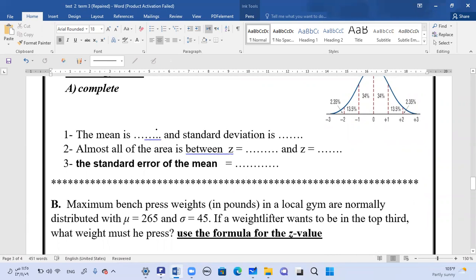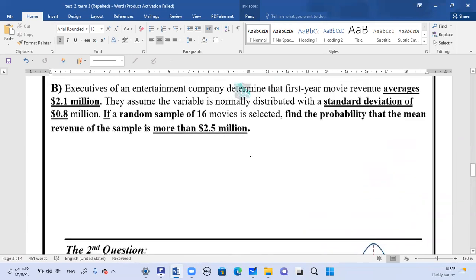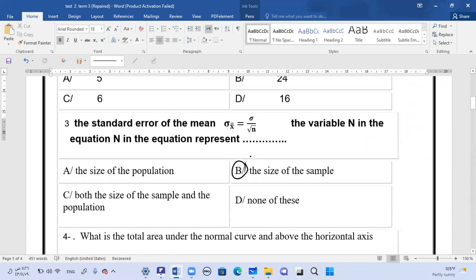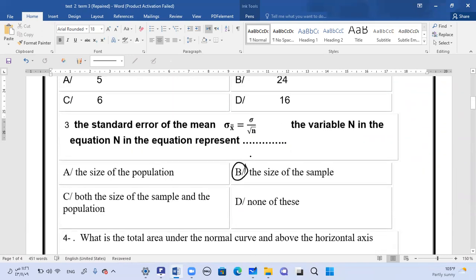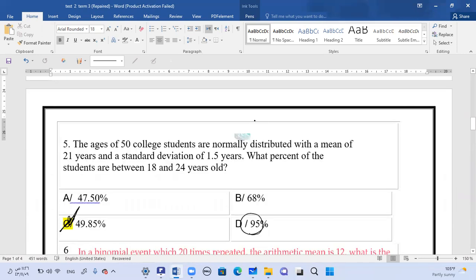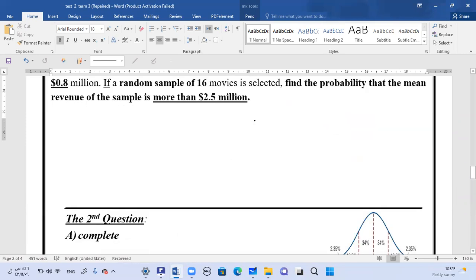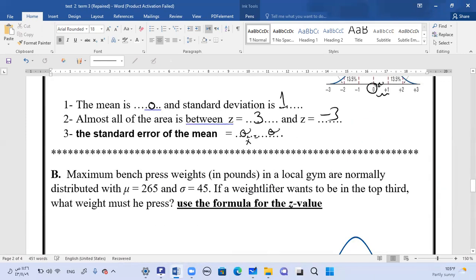The mean is how much? The mean is 0. Standard deviation is the change. This will be sigma. This will be 1. Z will be 3 and negative 3. The standard deviation sigma x bar equals sigma over the square root of n. Sigma x bar, grade 12. So n represents the sample size.